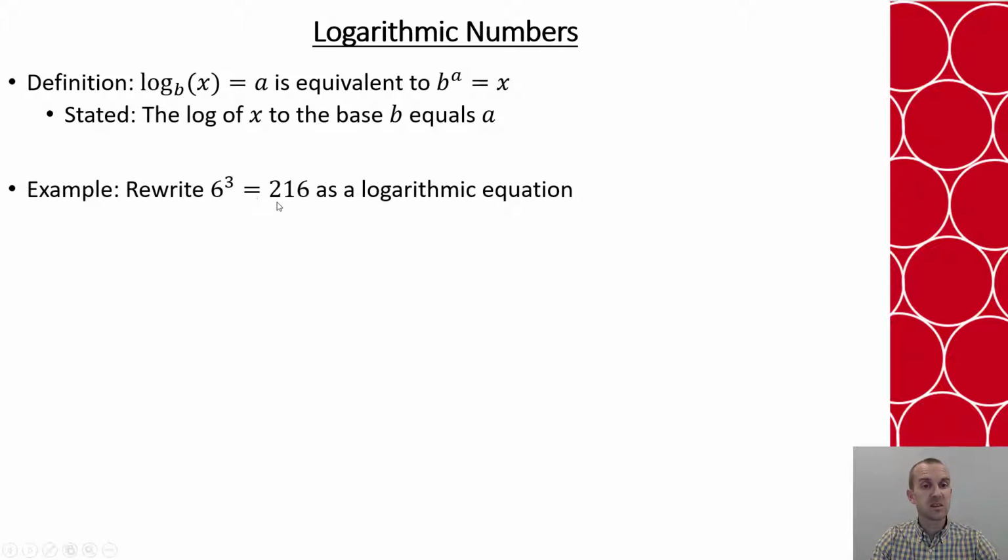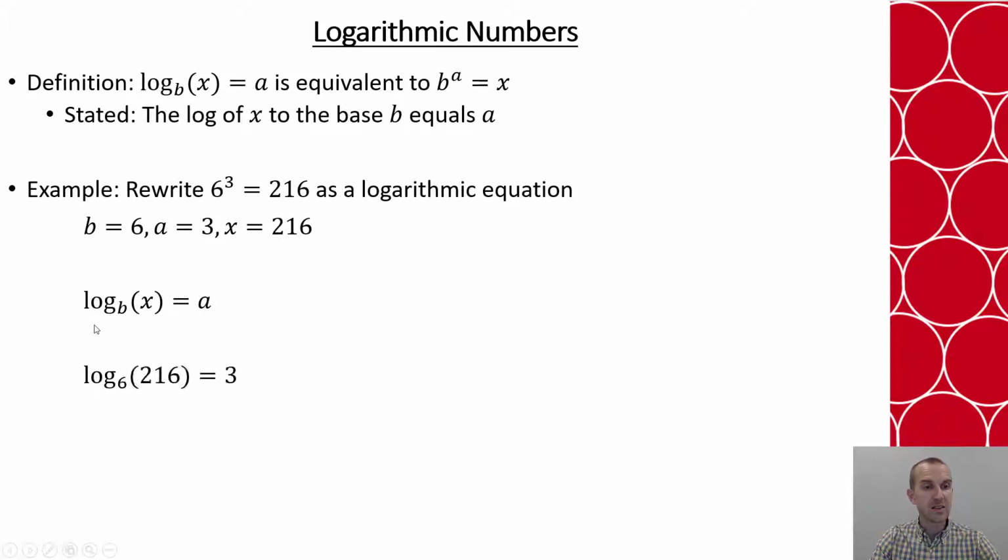So say that I have 6 to the third equals 216. We know that's a true statement. We could convert that to a logarithmic equation. We just have to recognize each of the parts. In this case, the base is 6, the exponent a is 3, and the x value would be 216. So we'd substitute that into the equation and say that the log of 216 to the base 6 equals 3. One of the nice things to remember is that both the log and the exponent have the same base. So that's a way to help you remember where parts go. So the log of 216 to the base 6 equals 3.